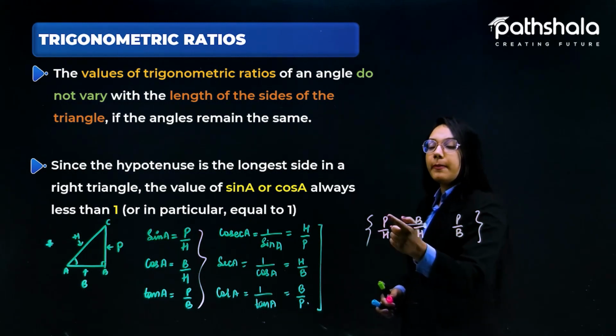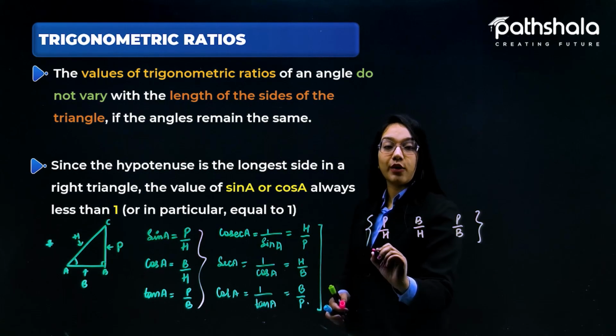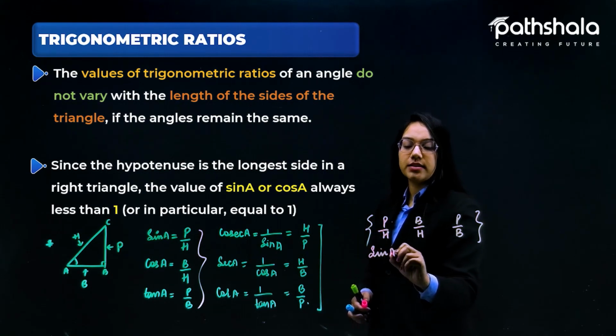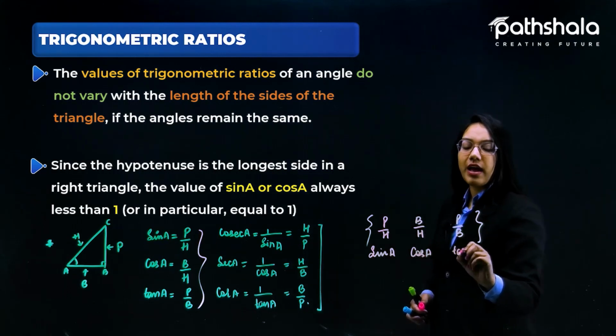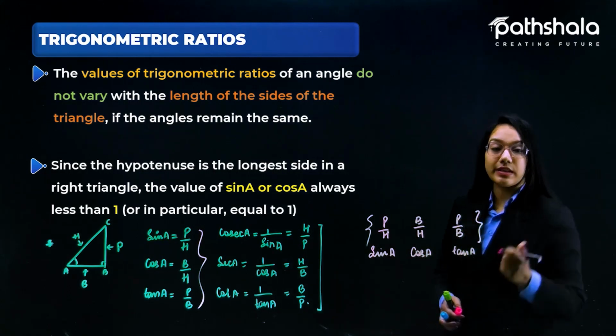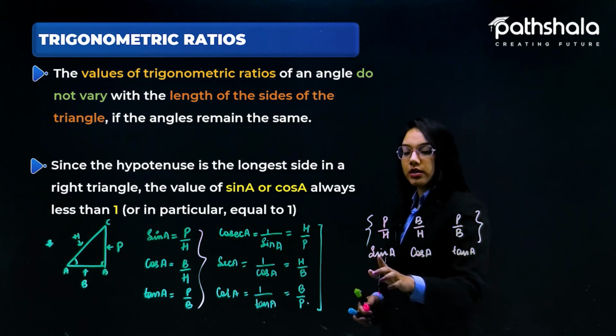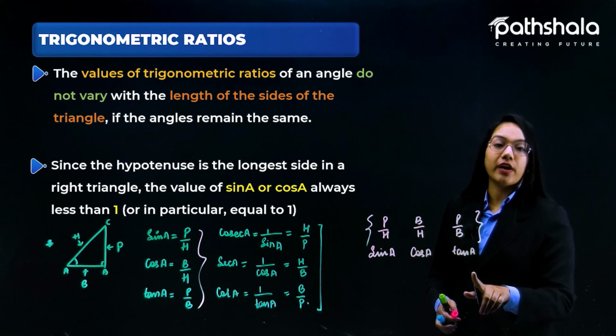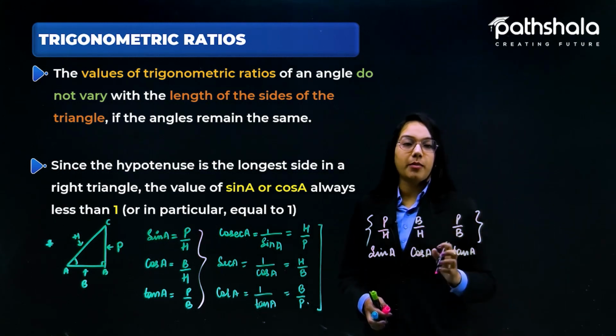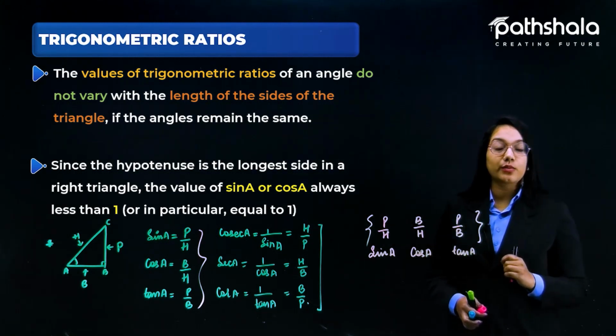So always remember, P by H represents sine of A, B by H is cos of A, and P by B is tan of A. Their reciprocals would be cosec of A, sec of A, and cot of A. So this is all about the important remarks related to the trigonometric ratios.